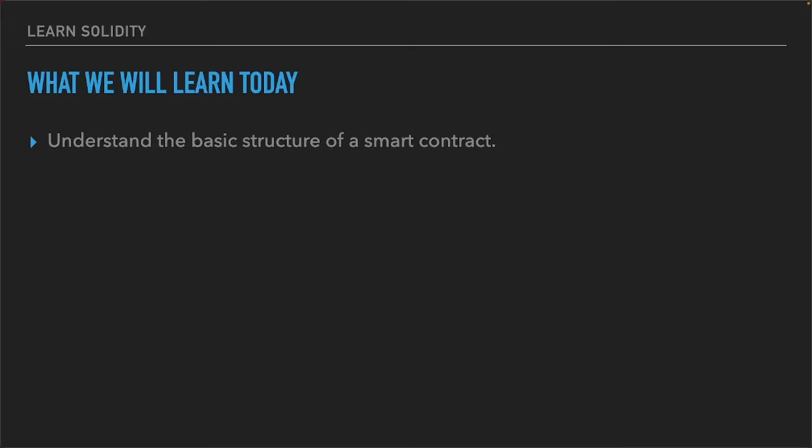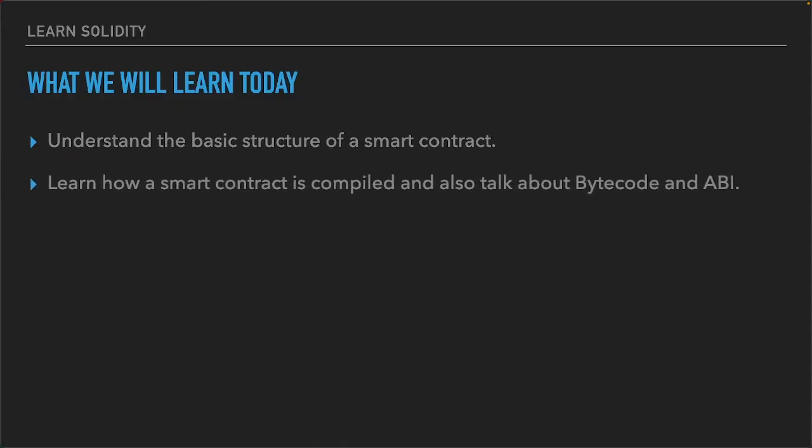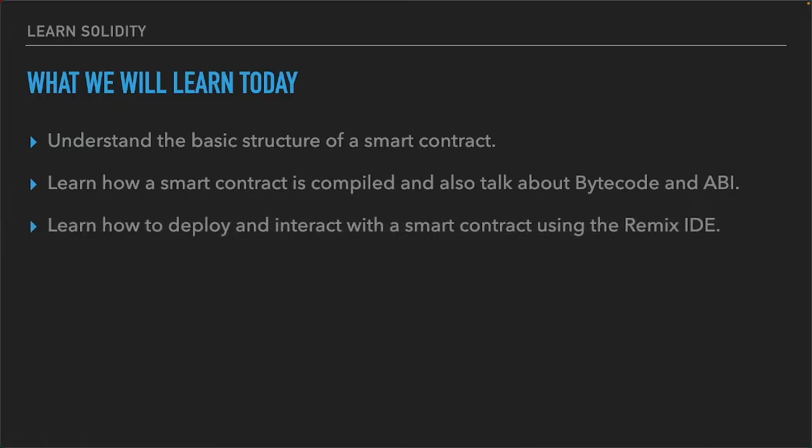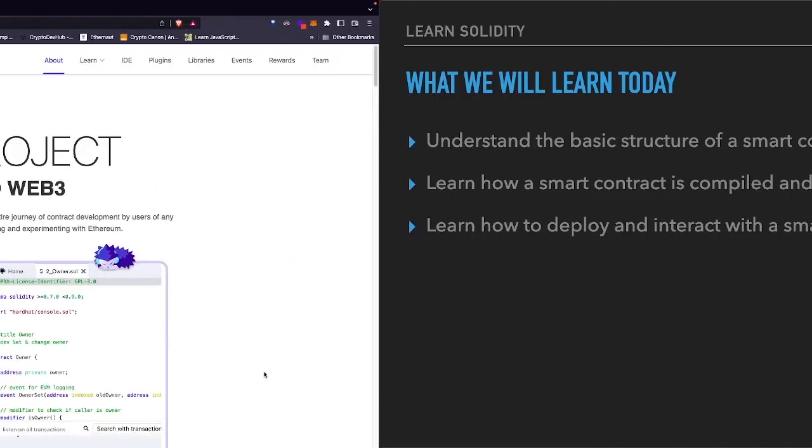In this video, we'll be talking about the basic structure of a smart contract. We will also learn how a smart contract is compiled and talk about bytecode and ABI. This is an important topic because it will help us understand deploying and interacting with the smart contract in a much better way. And we'll also talk about Remix IDE because we'll be using it throughout the series. With that being said, let's begin.